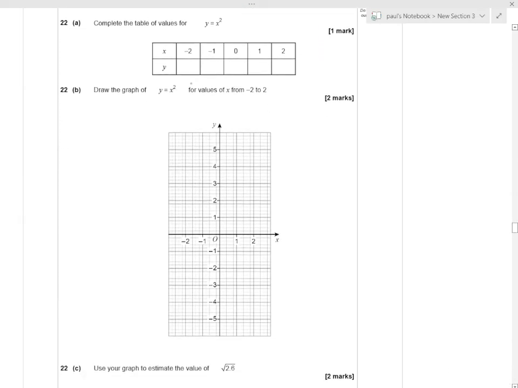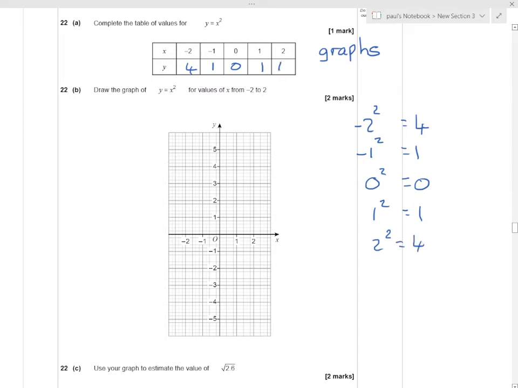Right, graphs. Complete the table for the value of y equals x squared. So what we're going to do is fill in these. So when y equals x squared, so when x is minus 2, we've got minus 2 squared, which is minus 2 times minus 2, which is plus 4. Remember negative numbers? Plus 4. Minus 1 squared is 1. 0 squared is 0. 1 squared is 1. And 2 squared is 4. So there's all our coordinates.